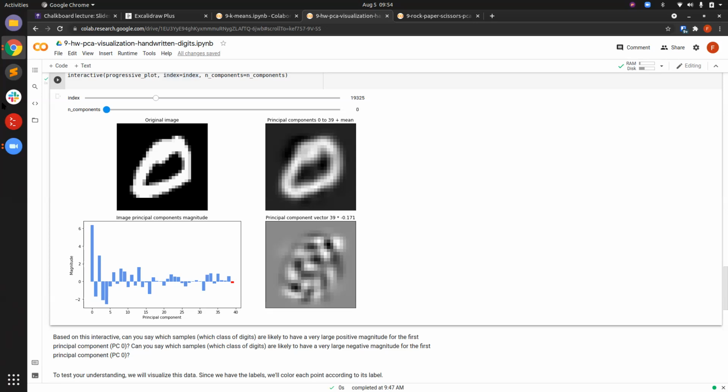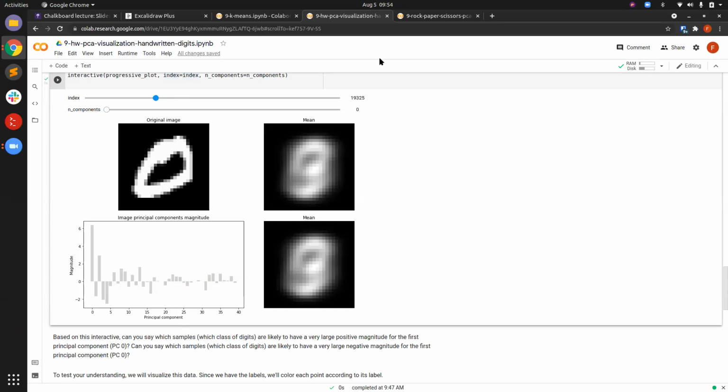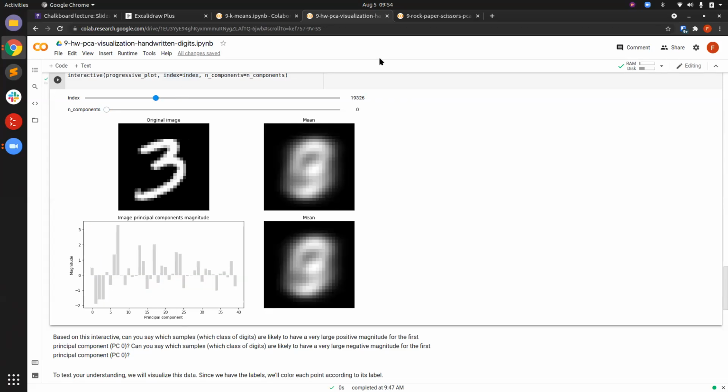Let's look at what happens with a different digit. So I'm going to pick a different sample. Okay, so here's a 3. 3 is a good example. Okay, so here's a 3 with the mean image. So this is a reconstruction using none of the principal components, just the mean.